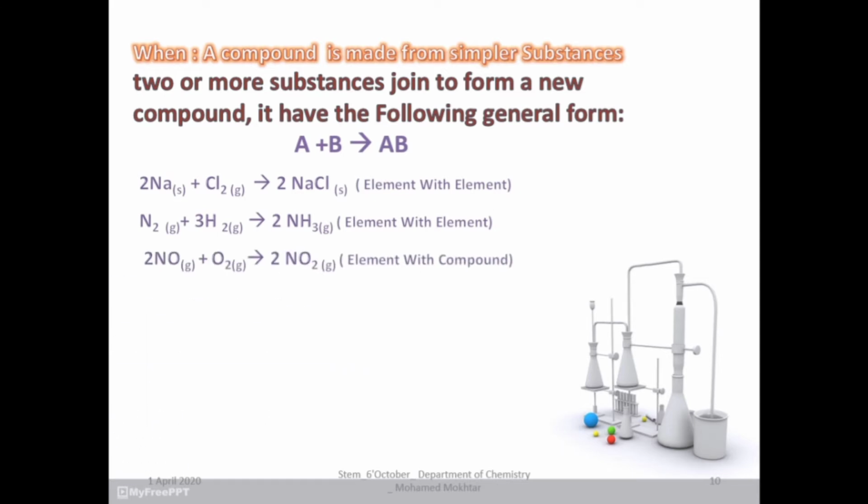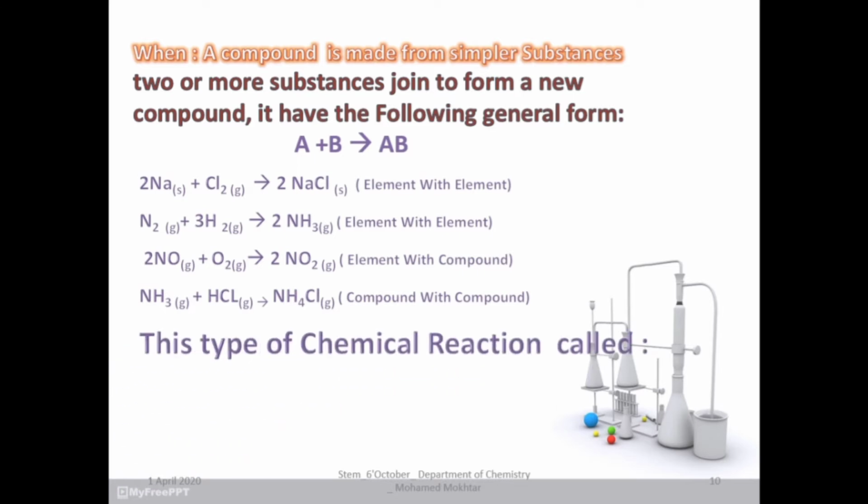Here, the combination is between a compound and an element, like NO combined with O2 to make nitrogen dioxide. And we can see a simple compound combined with a simple compound to make a more complicated compound, like the reaction between ammonia and HCl to build NH4Cl. If we have this type of reaction, we call it a synthesis reaction. This is the first type of chemical reaction.